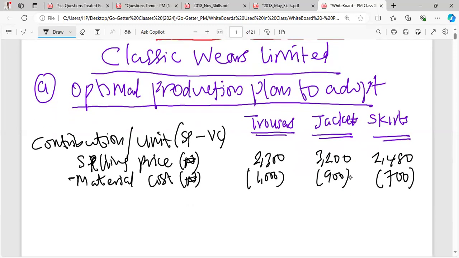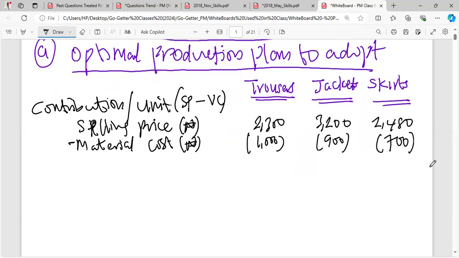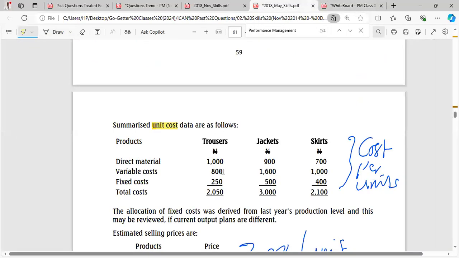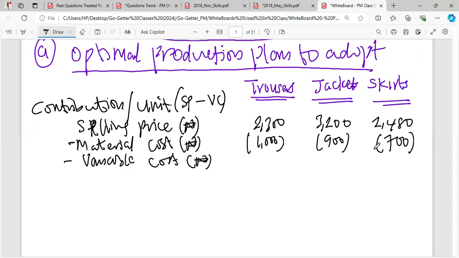The next thing is variable costs. I'll say minus variable costs. It's also going to be in Naira. 800, 1,600, and 1,000.